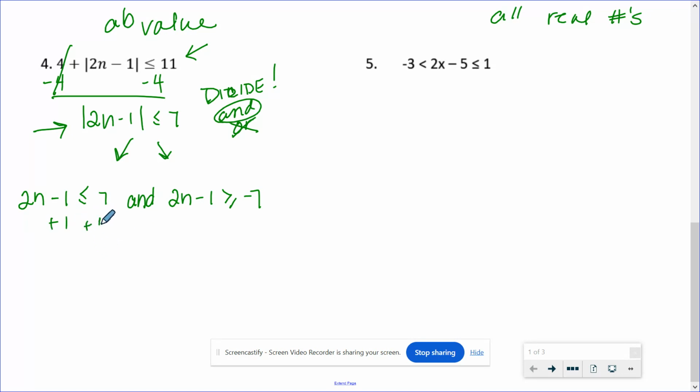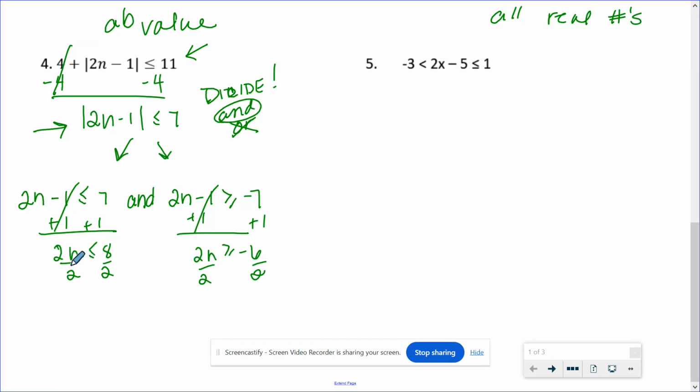So I'm going to add 1 to each side. So 2n is less than or equal to 8, and 2n is greater than or equal to -6. Divide by 2 on each. Kind of taking a shortcut here and solving them at the same time. So one answer is all the numbers less than or equal to 4. That's what that represents. So all of the numbers less than or equal to 4 and all of the numbers greater than or equal to -3.